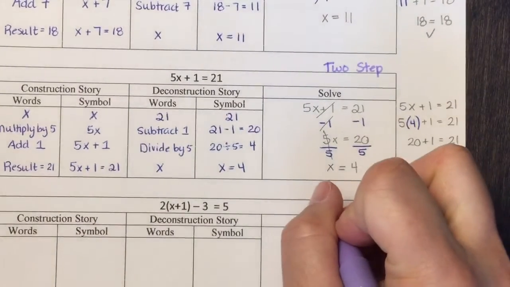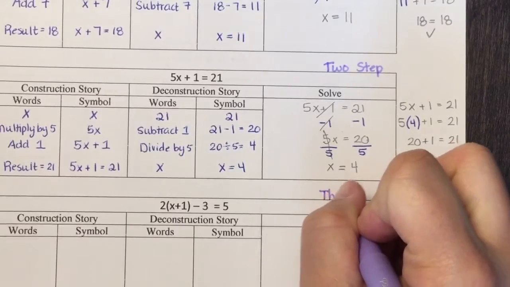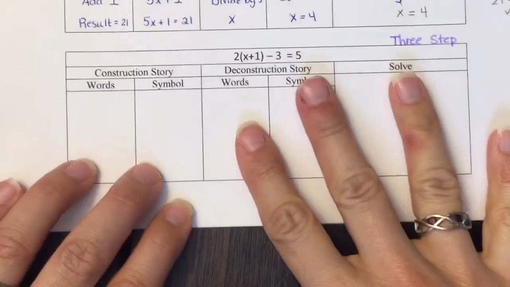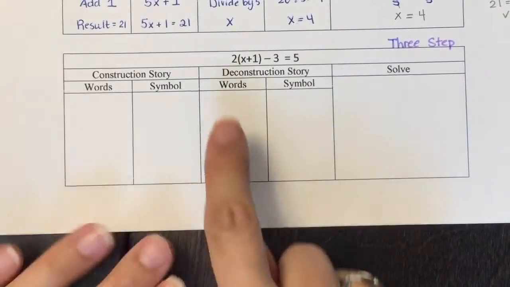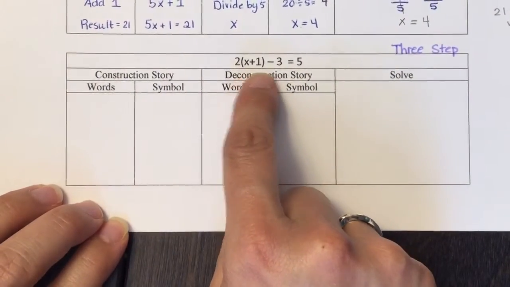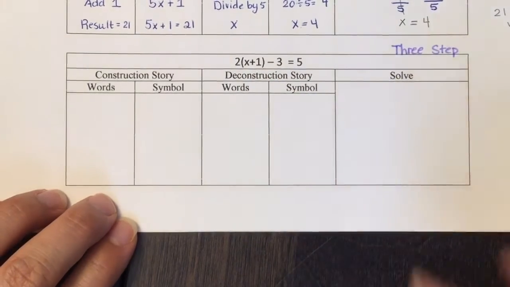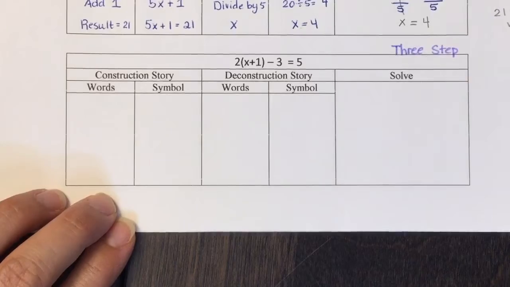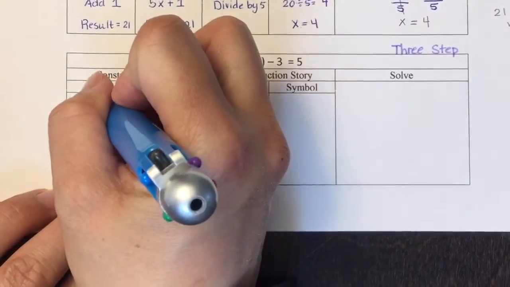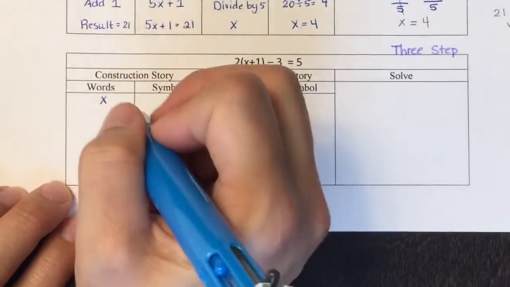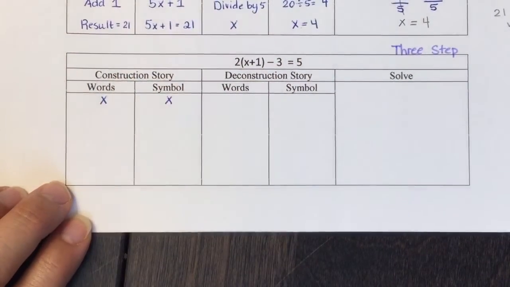Next up is a three-step problem. Okay. So here we have 2 bracket x plus 1 minus 3 equals 5. Okay? So I think you're going to start to understand how this is going in the flow. Okay, so we set up our equation.